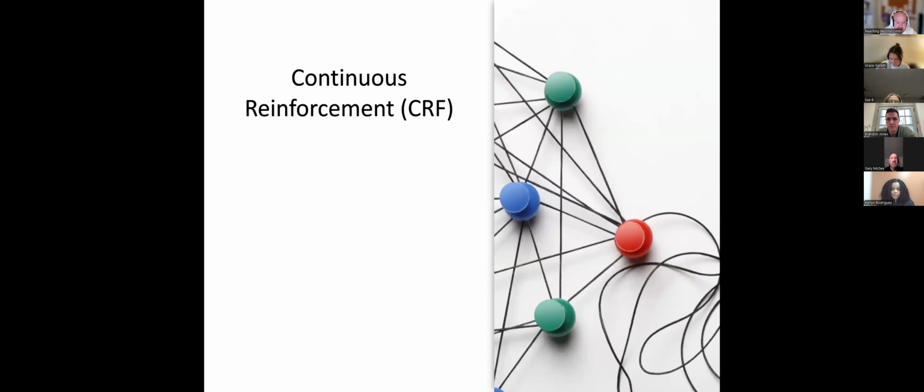But I think first we're going to get into continuous reinforcement. Continuous reinforcement means we're going to reinforce every occurrence of the target behavior. So every time this behavior occurs, we're going to apply reinforcement. And this is best for learning new behaviors. When we're teaching our VIP a behavior that they're brand new with, we want to make sure we're reinforcing every instance of the behavior.